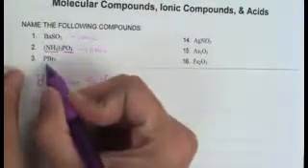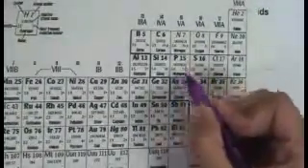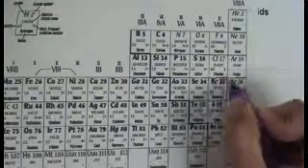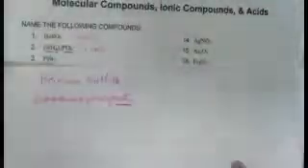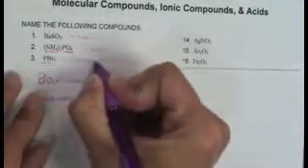Now if we look at number 3, what you're going to notice on number 3 is that we've got phosphorus, and we've got bromine. So if I look at my periodic table, I've got phosphorus here. Can you see that? Yeah. And I've got bromine here. Okay, that being the case, both of these are nonmetals. So if they're both nonmetals, this is going to be covalent.